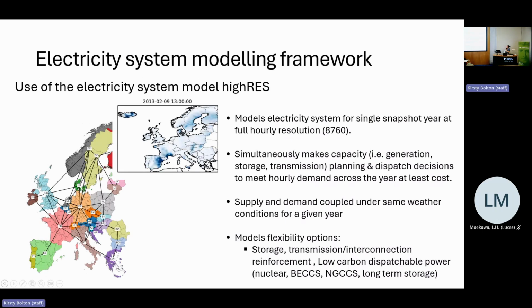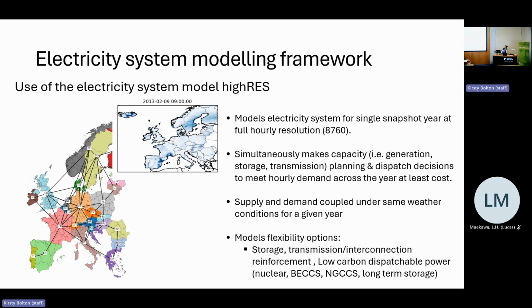And we use, as a framework, a model that we developed together with UCL called HIRAS. There we model the future ecosystem in 2050 at full hourly resolution. So we minimize the operational costs for 2050 for each hour. And the model makes capacity investment and dispatch decisions. So it decides when to dispatch what plants in each hour, across the year at least cost.